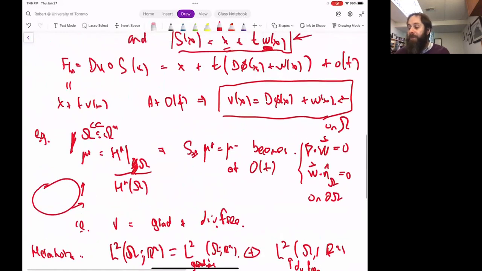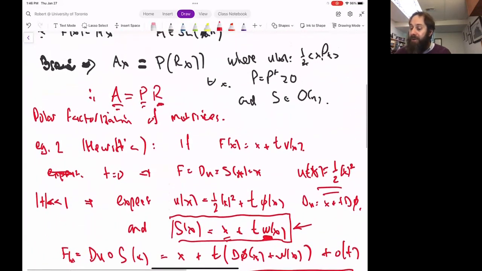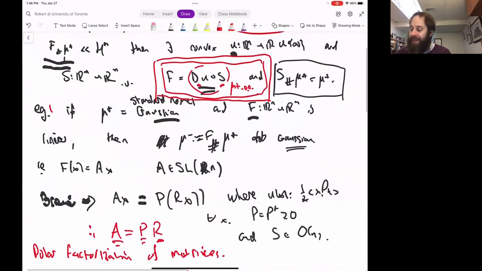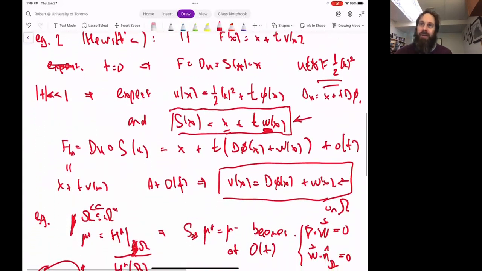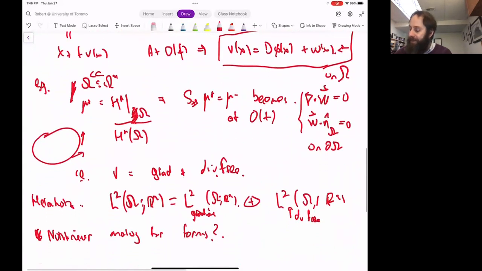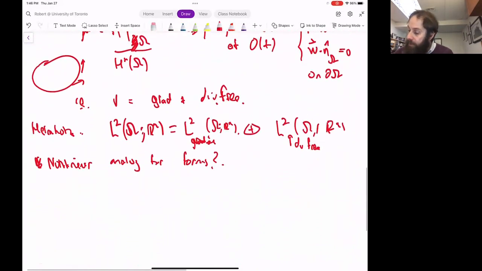So somehow this nonlinear decomposition of Brenier's unifies the polar factorization of matrices on the one hand and the Hodge-Helmholtz decomposition of vector fields, at least at a heuristic level, on the other hand. Okay, so now I wanted to try to sketch a proof of Brenier's theorem.